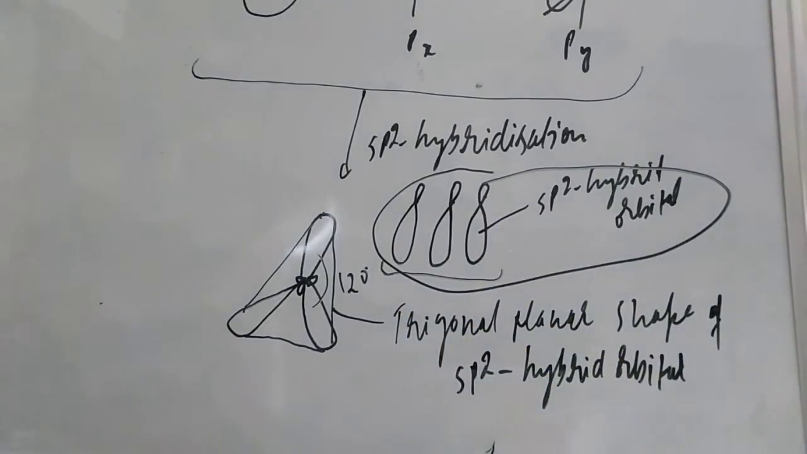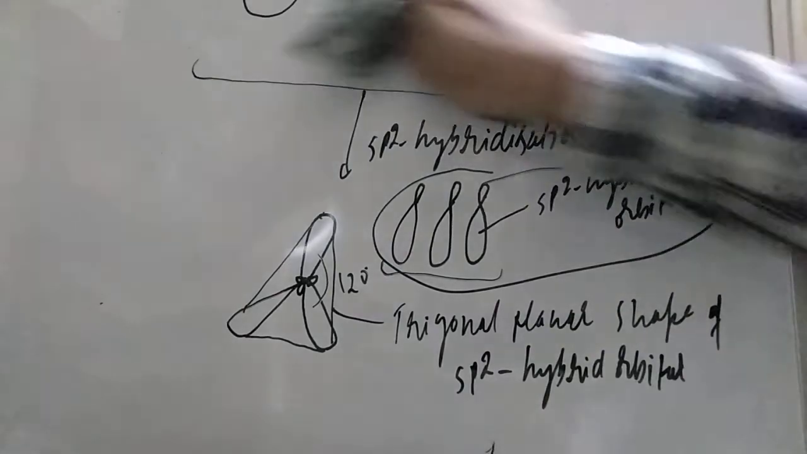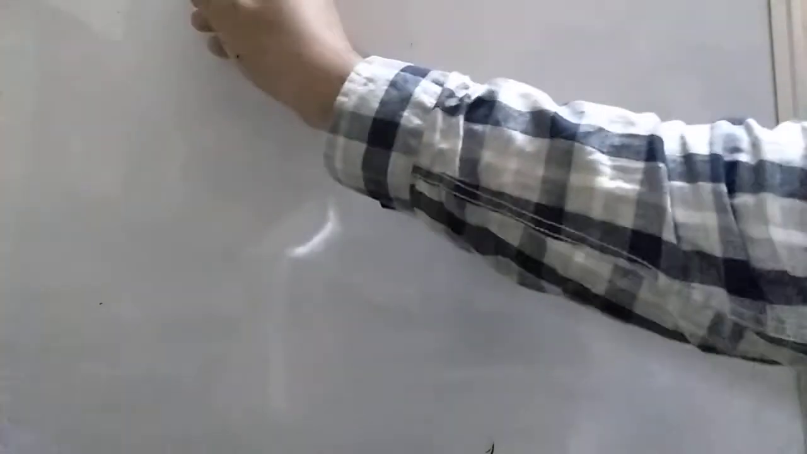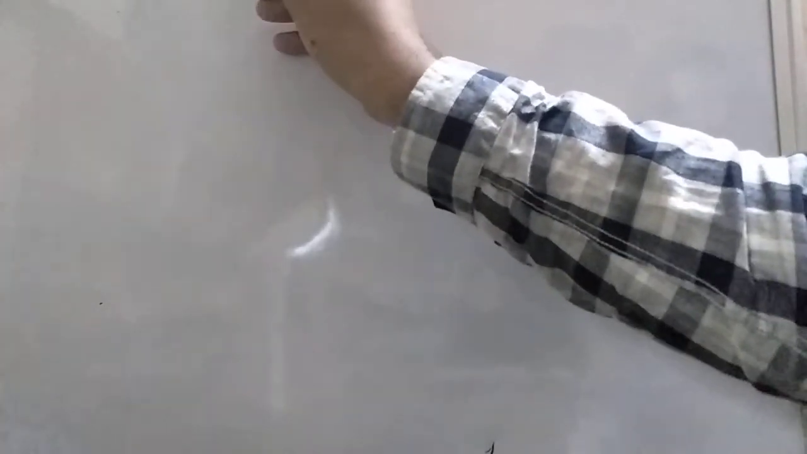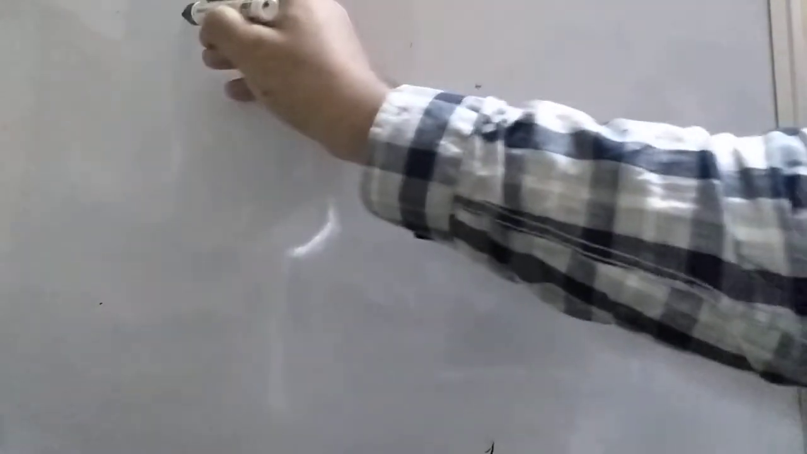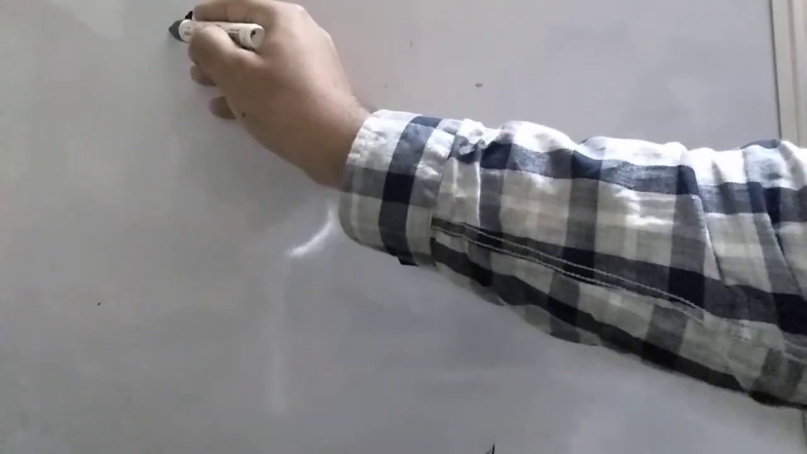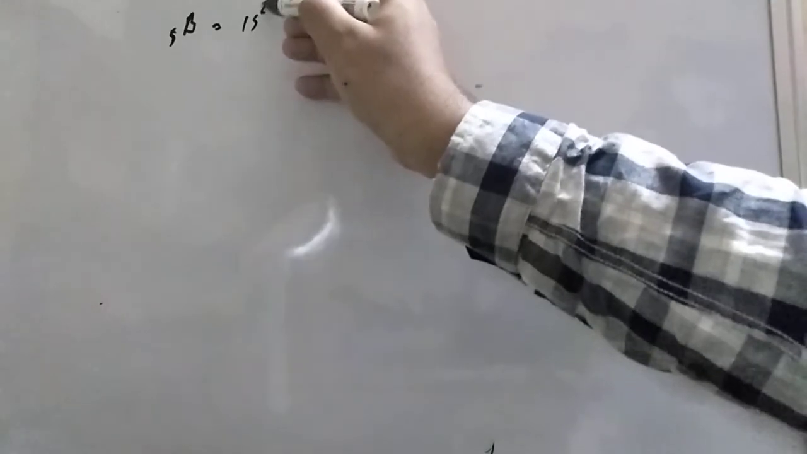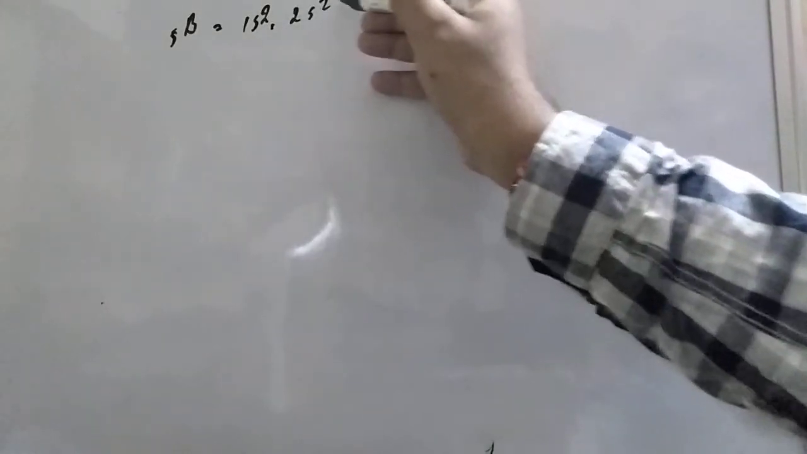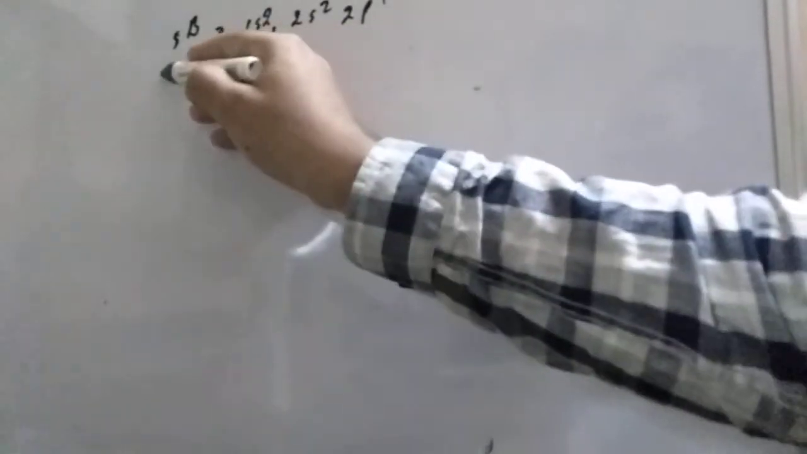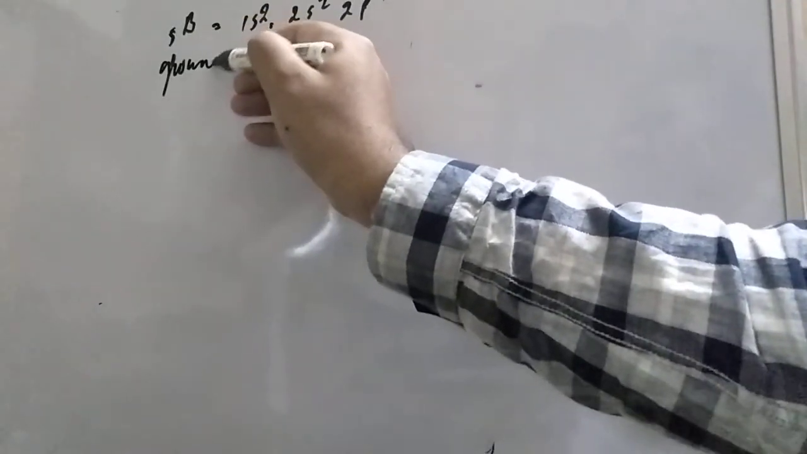Now, student, the second thing, let us understand with the help of an example. Here I am taking BCl3. If you talk about boron, student, boron has 5 electrons. The configuration is 1s2, 2s2, and 2p1. This configuration is the ground state. And in BCl3, how many bonds is it forming, student? 3 bonds.